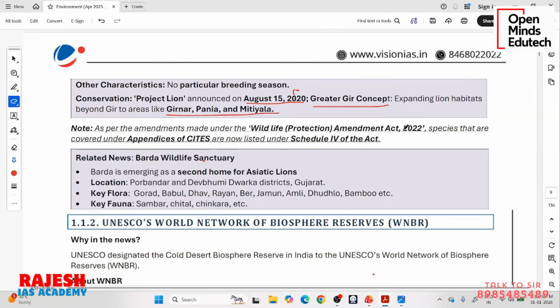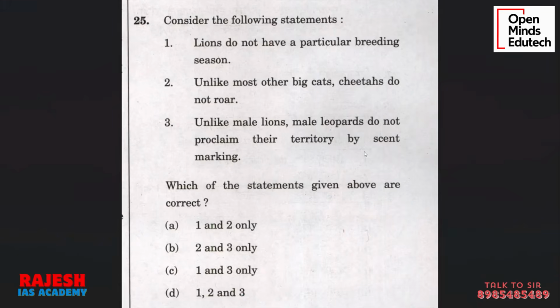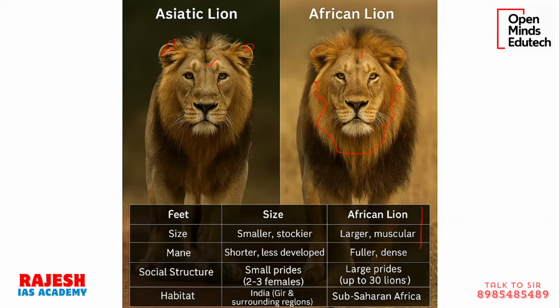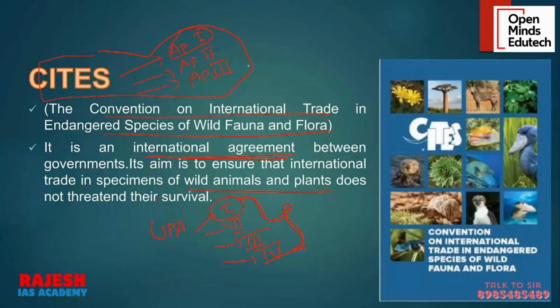Here it is given: as per the amendments made under the Wildlife Protection Amendment Act 2022, species that are covered under the appendices of CITES are now listed under Schedule 4 of the Act. CITES has 3 appendices, so any animal mentioned in any of the appendices will be placed in Schedule 4 of the Wildlife Protection Act.